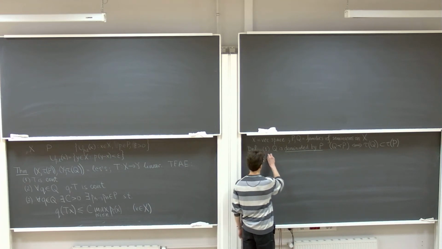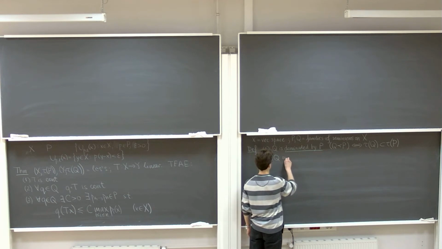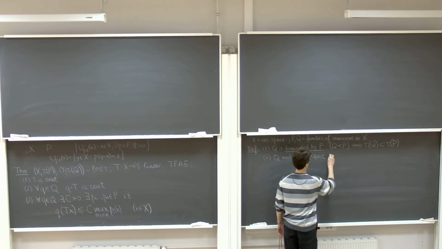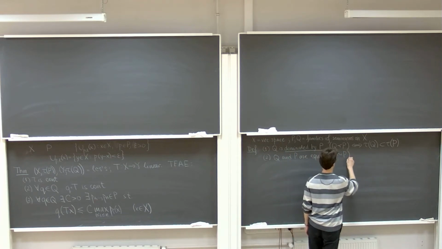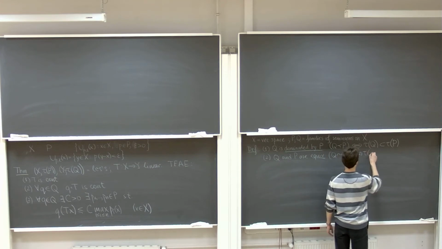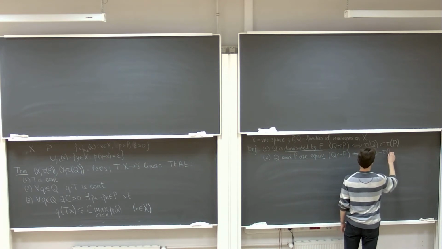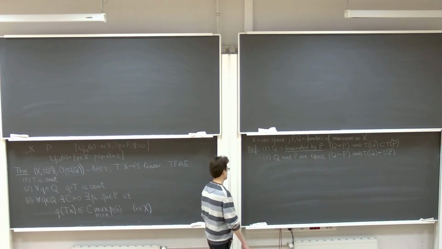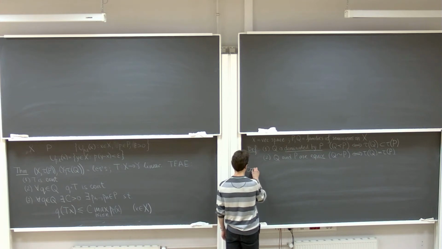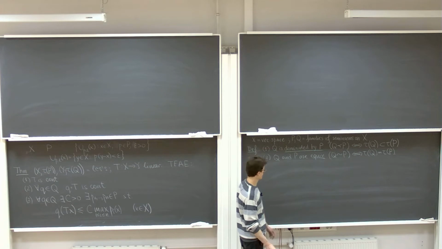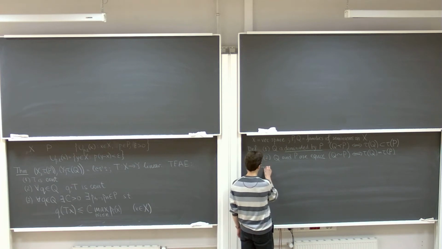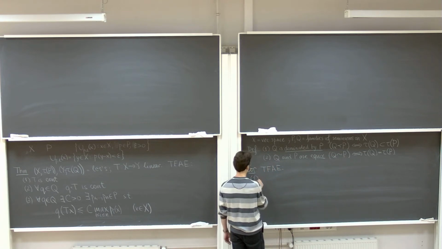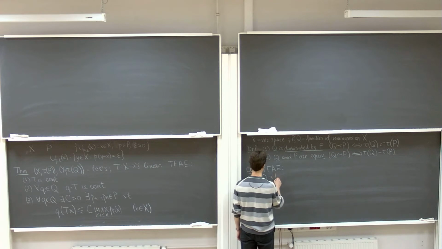And we say that Q and P are equivalent, and write the following symbol, if they generate the same topology on X. Now we have the following corollary from this continuity criterion. The following conditions are equivalent. Condition 1, Q is dominated by P.